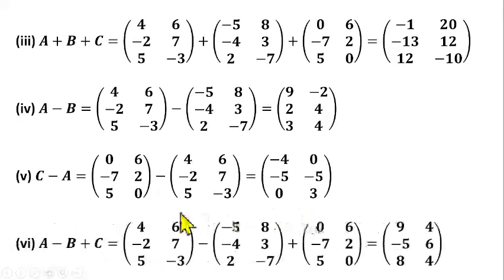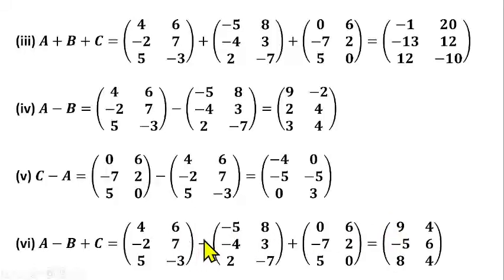Then the last one, we have matrix A minus matrix B plus matrix C. You can perform the two operations here and we should get this answer here. How do we do that? Let's see. 4 minus minus 5. Minus times minus will give us plus, so we have 4 plus 5, that gives us 9. 9 plus 0 gives us 9.